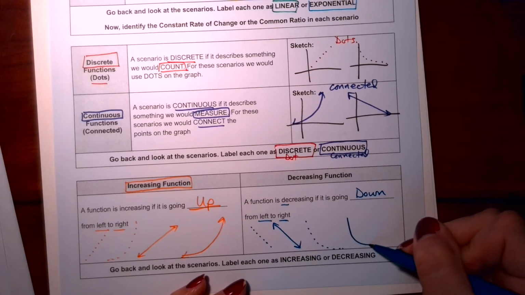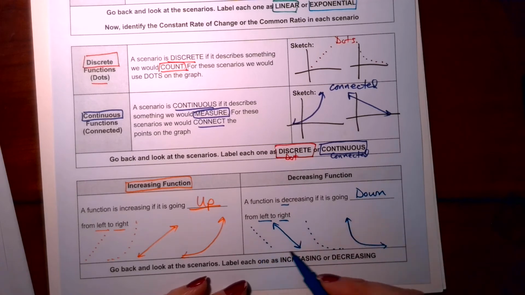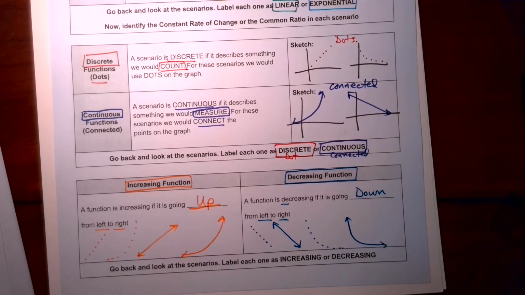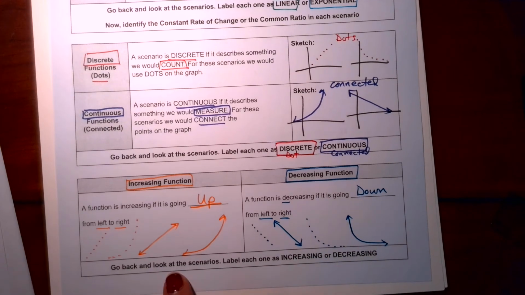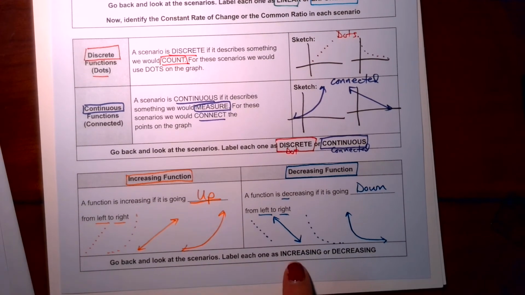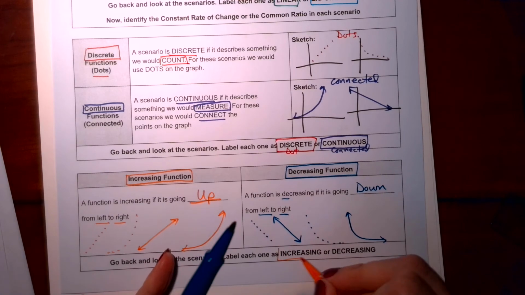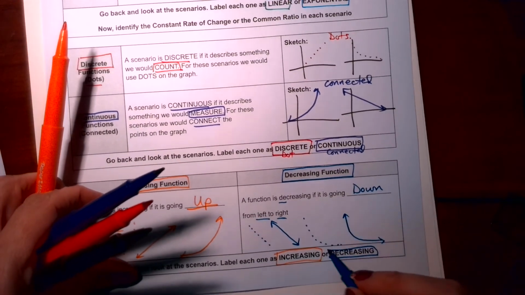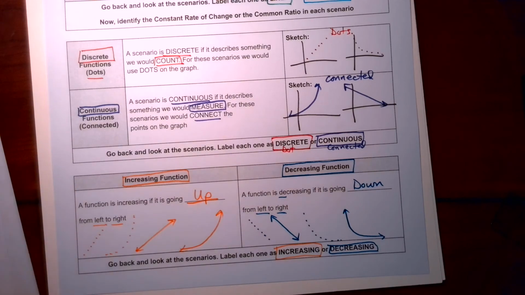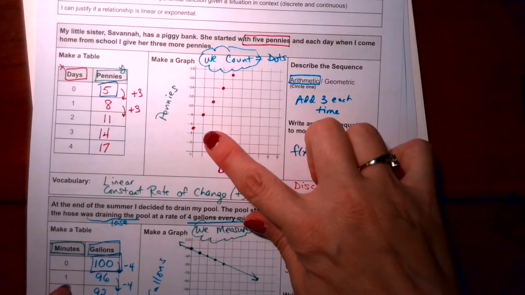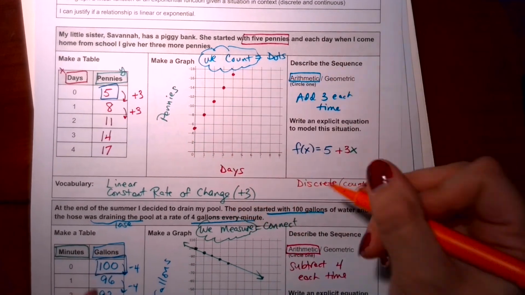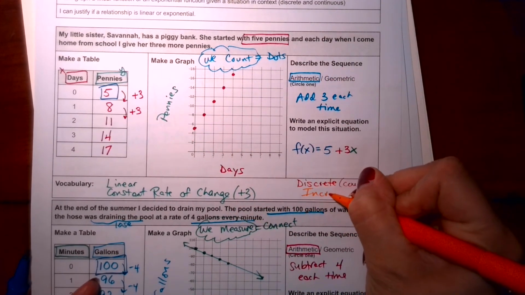Maybe it's curved, okay, but from left to right, it's decreasing if it's going down. All right, let's go back for the last time and let's label them either increasing or decreasing. Example 1. Would this be increase or decrease? Since it's going up, this is increase.